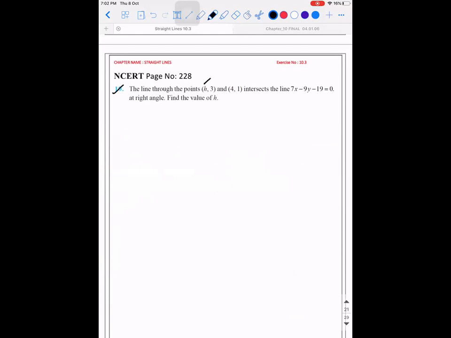So the line through the points (h, 3) and (4, 1) intersects the line 7x minus 9y minus 19 is equal to 0 at right angles. Find the value of h. So there are 2 points (h, 3) and (4, 1). This is intersecting another line, 7x minus 9y minus 19 is equal to 0, at right angles. Right. So what is the condition we can use to find the value of h?